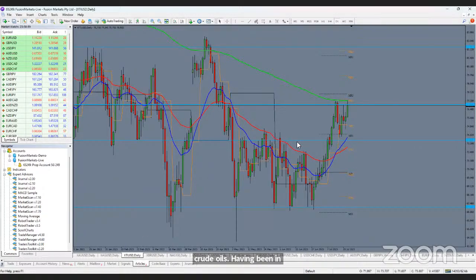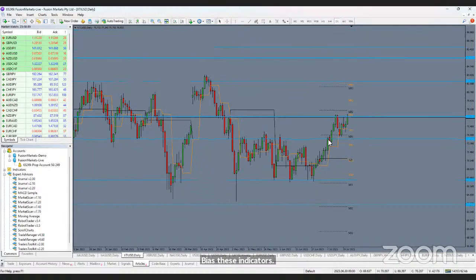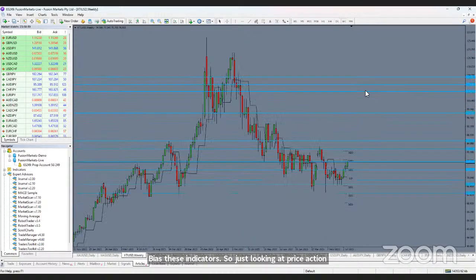Now the crude oils, having been in very, very sideways, range-bound markets for quite some time, did break out to the upside and they are actually continuing upwards. It's probably more helpful if I remove these indicators, because they can lead to a little bit of unconscious bias. So just looking at price action on the daily time frame, we've got higher lows and higher highs. Price is coming up to a reasonably strong level of resistance over here. So we can see that down here is support, over here is resistance. So that's a fairly strong level. I'd like to see that level broken.